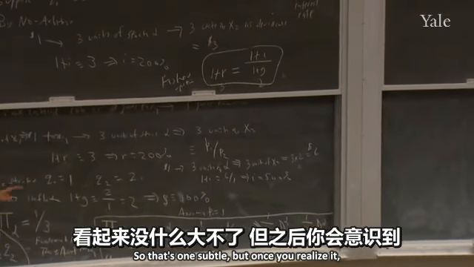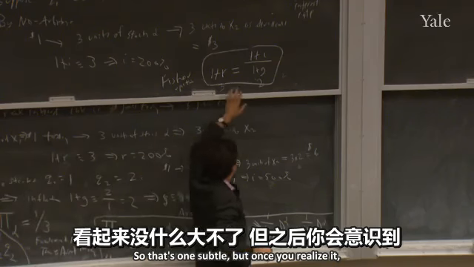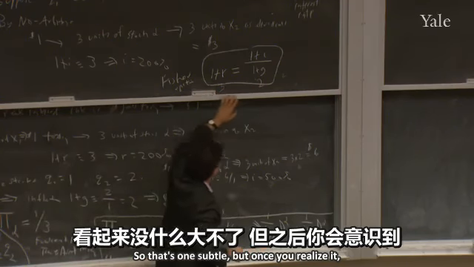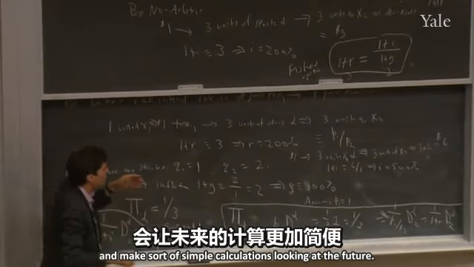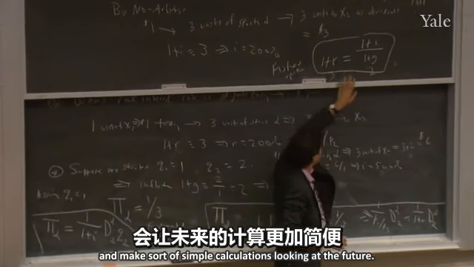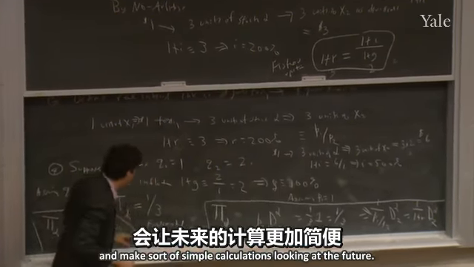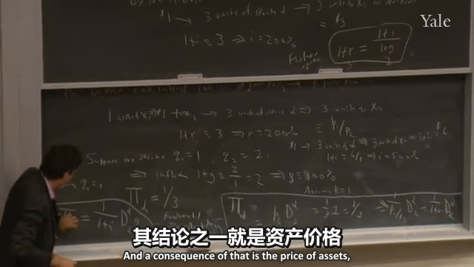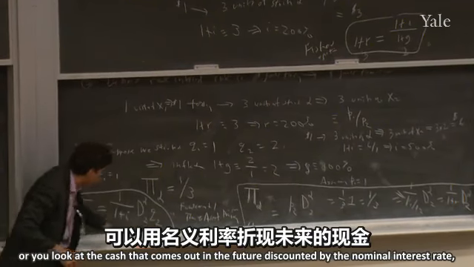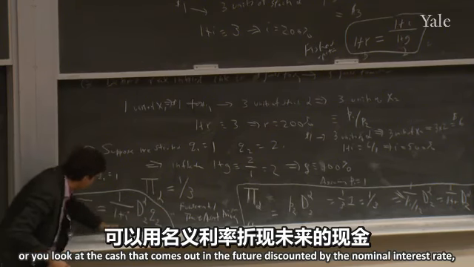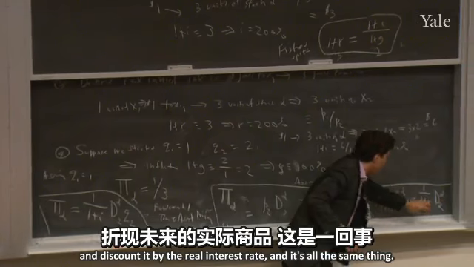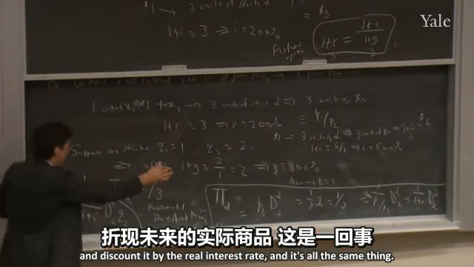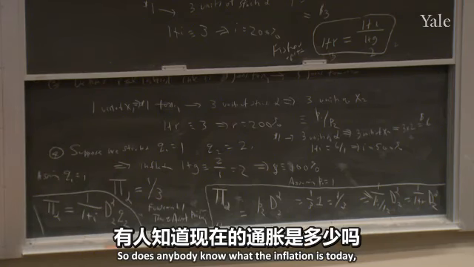Okay, and so that's one subtle, but once you realize it, obvious implication of thinking people are rational and make simple calculations looking at the future. And a consequence of that is the price of assets. You look at the cash that comes out in the future and discount it by the nominal interest rate, or you look at the real goods that come out in the future and discount it by the real interest rate. And it's all the same thing.